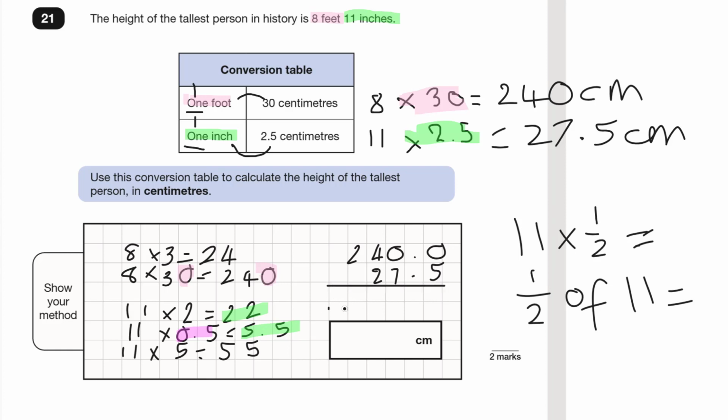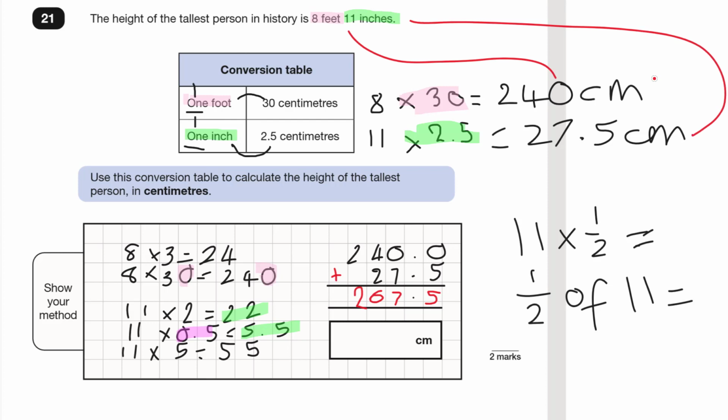I always make sure that decimal numbers have the same amount of decimal places, even if that means giving it a 0.0. I put a decimal point in my answer before I even start, so I'm not going to make a mistake. So we're adding: 0 plus 5 is 5, 0 plus 7 is 7, 4 plus 2 is 6, and 2 plus nothing is 2. So we found our 8 feet, we found our 11 inches, we've added it together, and our final answer is 267.5 centimetres.